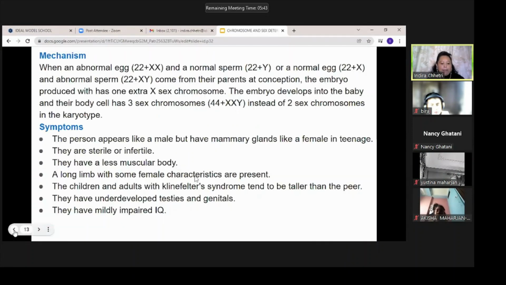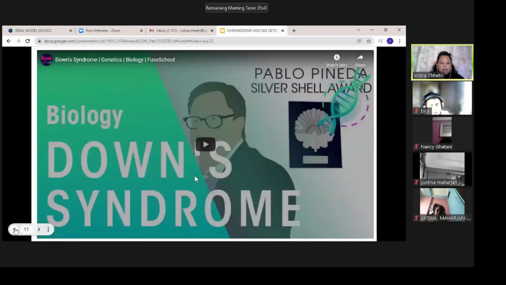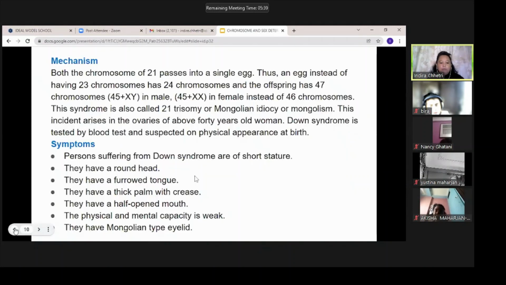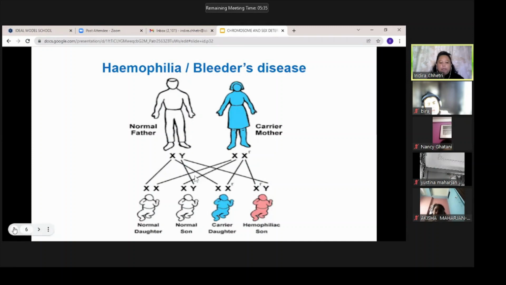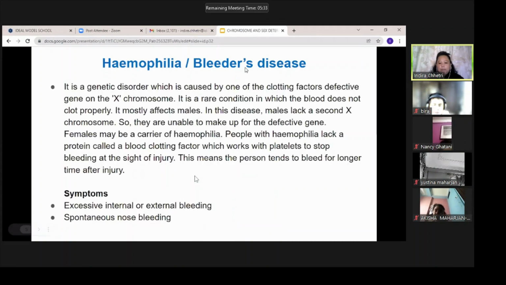Now let me go back to another disease that's called hemophilia. Okay, we need to know something about hemophilia. So hemophilia is also called bleeder's disease. It's called bleeder's disease because a person who has hemophilia has the clotting factor missing, the protein that helps in the clotting of blood.